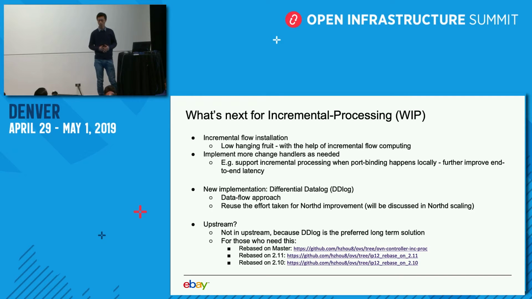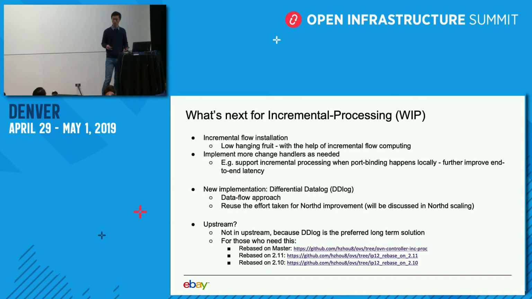So there's some open source framework brought up by a researcher in VMware, and it's called differential data log, in short DD log. It can incrementally process the data flows. So we're trying to utilize this in the long run. And I'll introduce this in more detail later when talking about NNASTYA scaling.